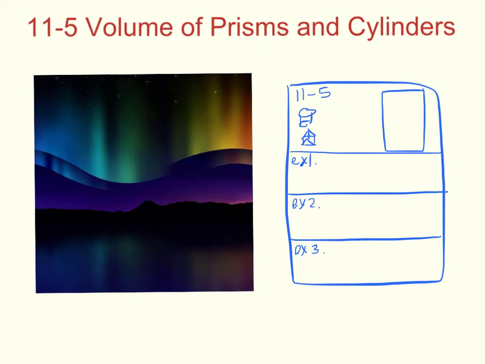Today's video is titled 11-5, the volume of prisms and cylinders. What I'd like you to do is right underneath your daily agenda to draw a line and then split it up 3 ways equally so you have 3 equal rows, and we're going to draw some pictures at the top.